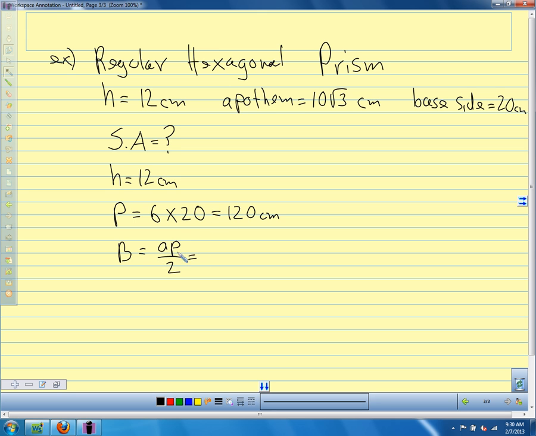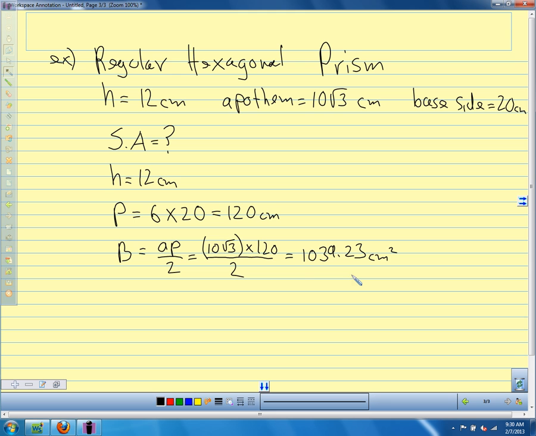But we have all the information we need for this formula, don't we? What's our apothem? 10 square root 3. It gives it to us. What's the perimeter of the base? We just figured it out. It's 120, and we're going to divide that by 2. And we'll do this as a decimal. So I'm just going to put this in my calculator, multiply these all out, divide by 2, and this comes out to be 1039.23 centimeters squared. I round to the hundredths.